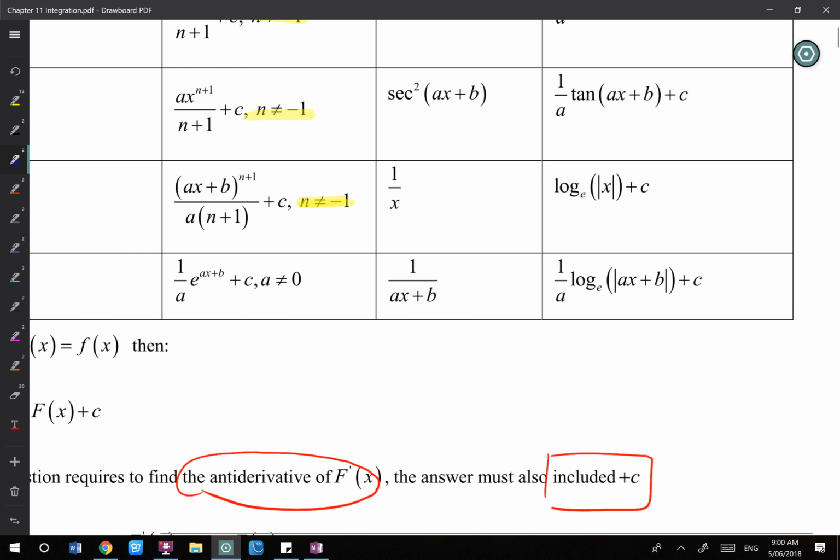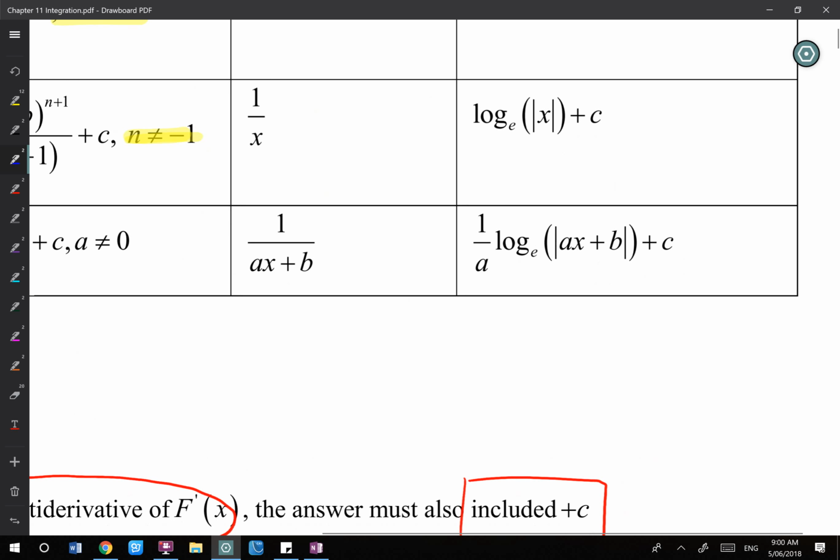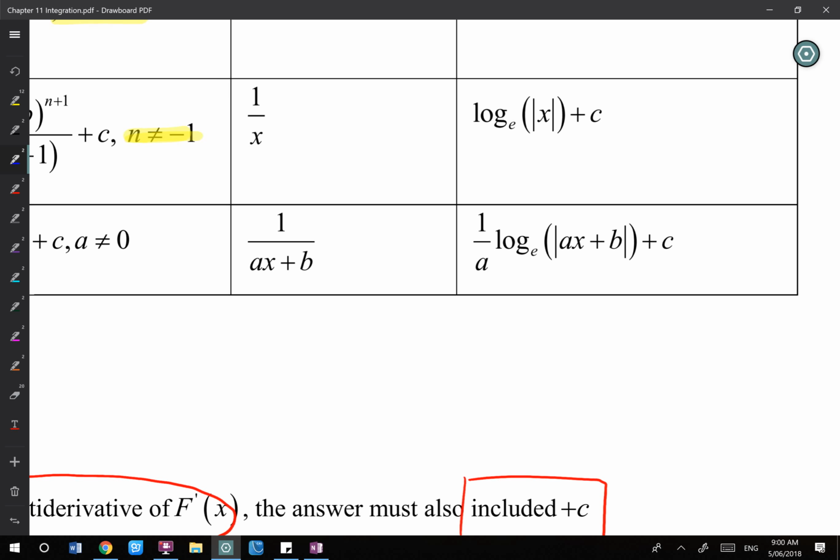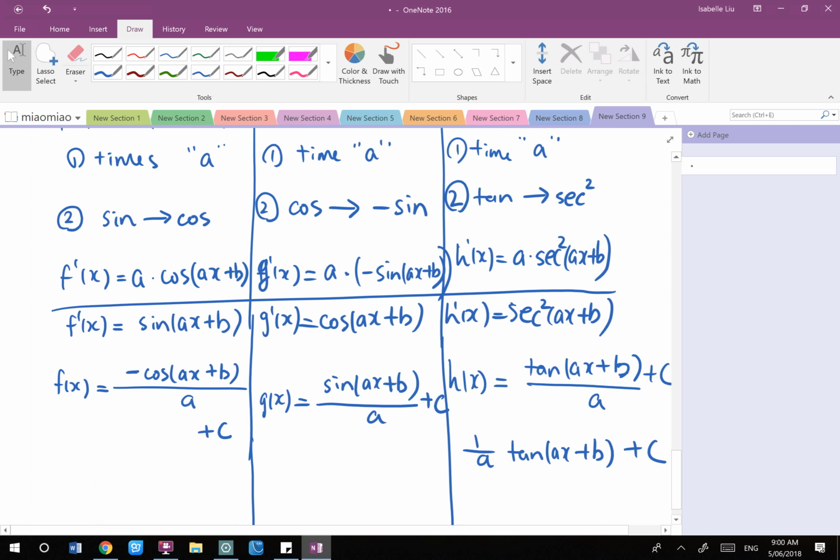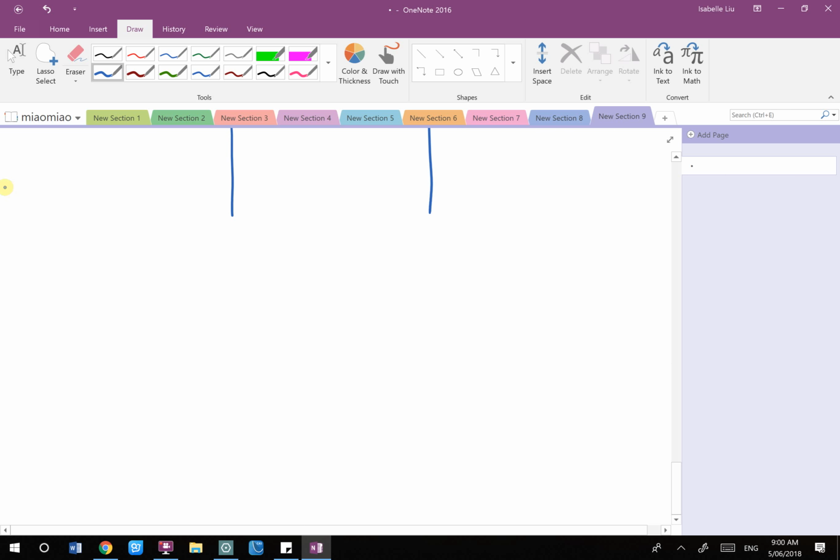Alright, the last one I will talk about is the log. If you feel my method is hard, you can just remember the formula. The formula is not that hard to memorize, but I want to reason it to you, why it's like this.